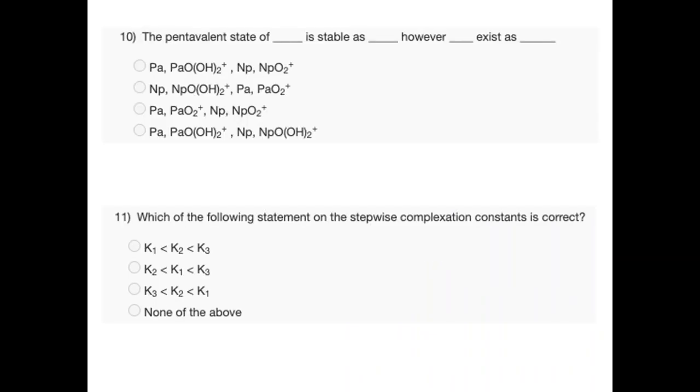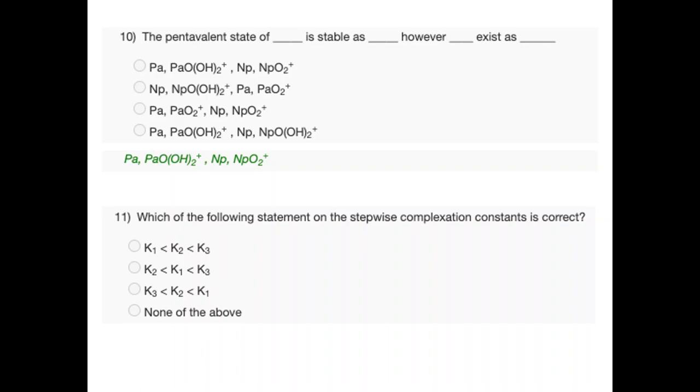Question number 10 is saying the pentavalent state of dash is stable as dash, however dash exists as dash. So we know the options are Pa, PaO(OH)2+, Np, NpO2+, Np, NpO(OH)2+, Pa, PaO2+, Pa, PaO2+, Np, NpO2+, Pa, PaO(OH)2+, Np, NpO(OH)2+. So the right answer is Pa, PaO(OH)2+, Np, NpO2+.